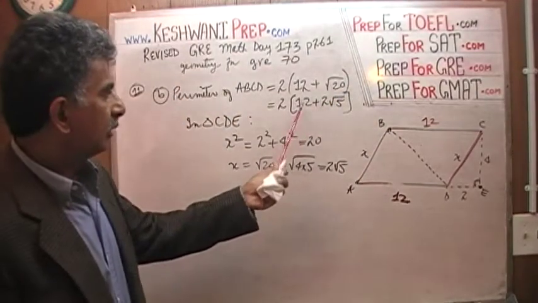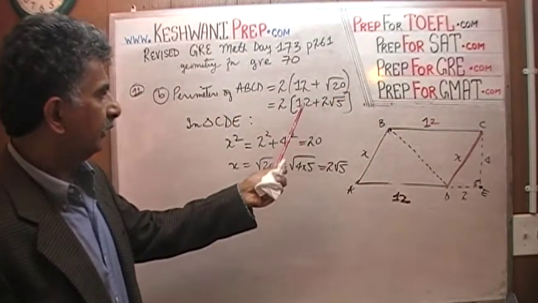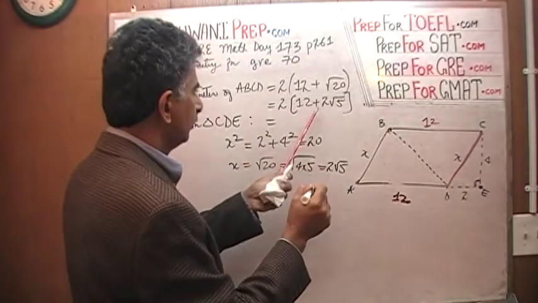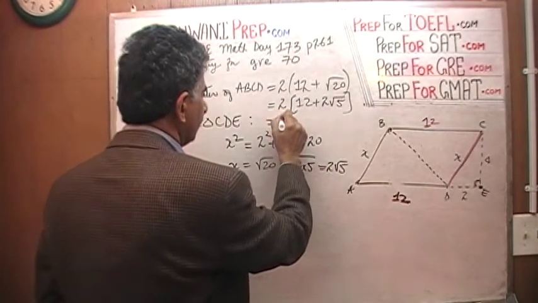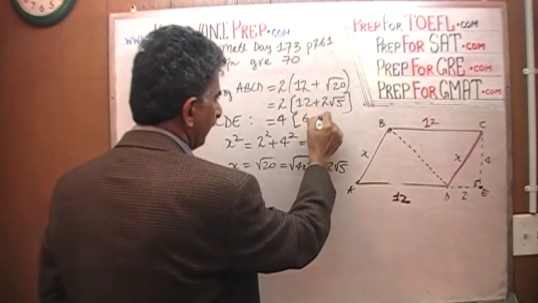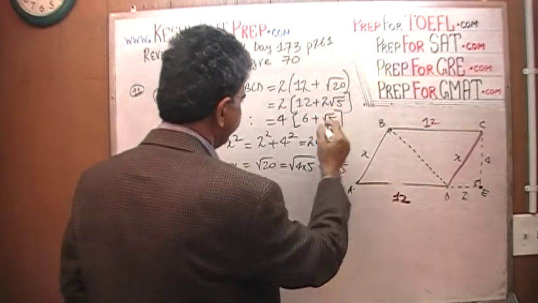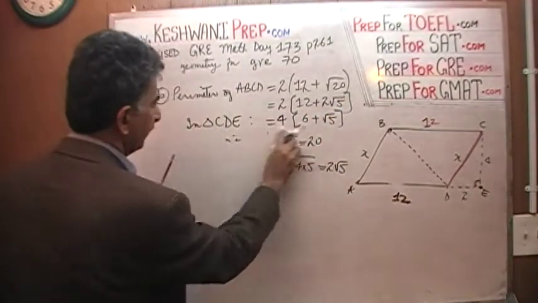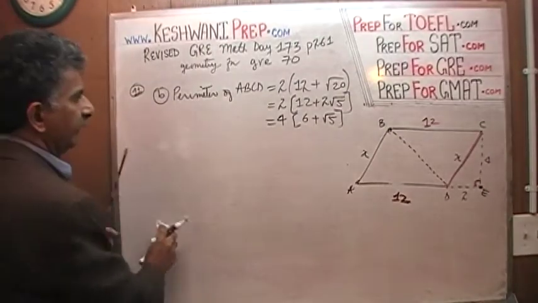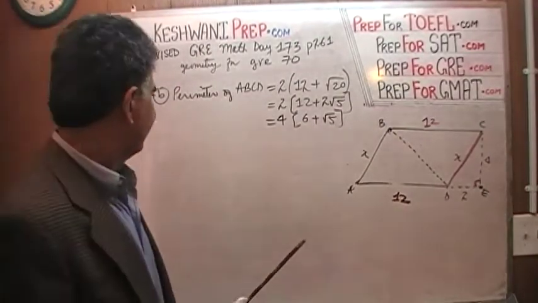And I'm going to take out the 2 common. This is 2 and this is divisible by 2. If you take out the 2 common from here and here, 2 times 2 becomes 4, and 12 divided by 2 is 6, and you will end up with 4 times 6 plus square root of 5. I'm going to erase this part, this is too annoying. That's it, that's your final answer. That is the perimeter of the figure.